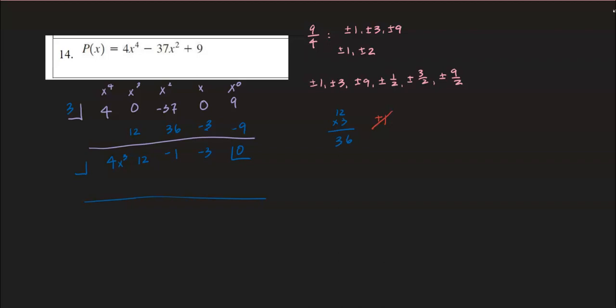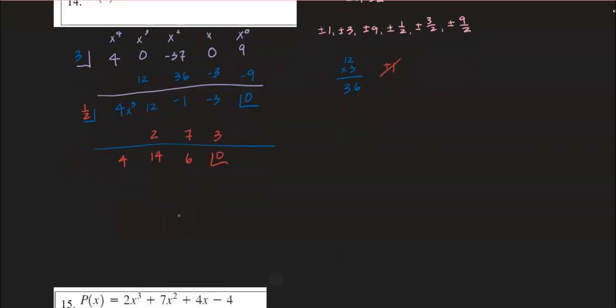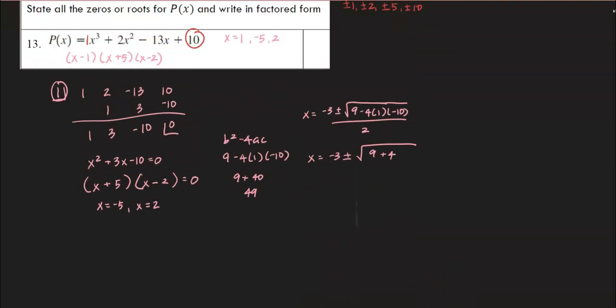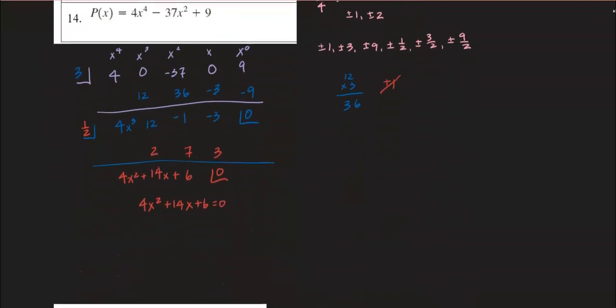Let's see. I'm gonna try maybe 1/2. 4, half of 1/2 is 2. 14, 7, 6, 3. Ha! Worked! So this is x to the 2nd plus x plus 6. 4x to the 2nd plus 14x plus 6 equals 0. Okay. Just want to make sure.